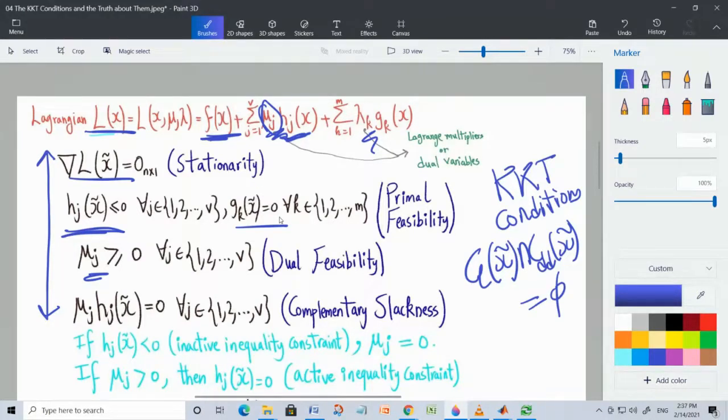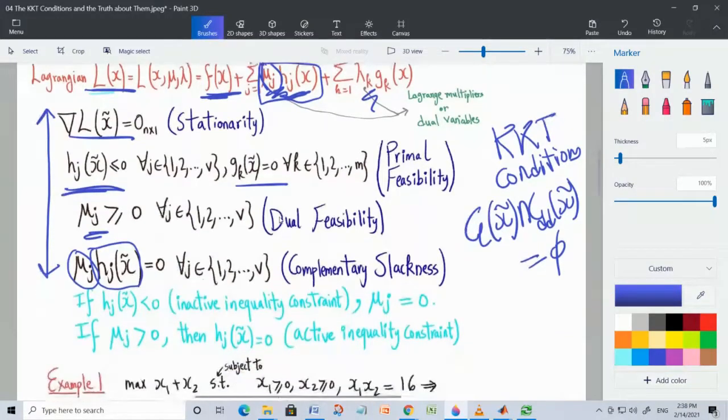So here are the complementary slackness conditions. For every term that you have here, mu j multiplied by hj of x tilde must be 0, which means that one of those two terms must be 0. It cannot be the case that both terms are non-zero. Why is this the case?